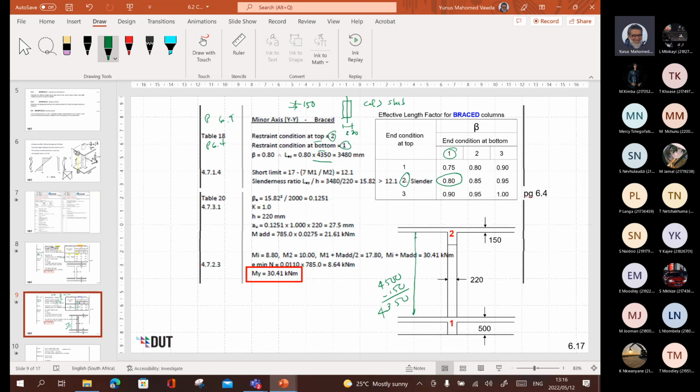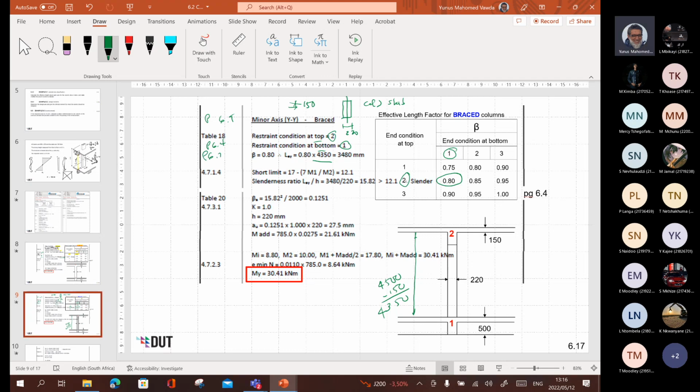So then we look at the limits. We're coming back to that. 17 minus 7 M1 over M2. Now I want you to go to which page for the moments? Please turn backwards to page 6.7. The formula is there.